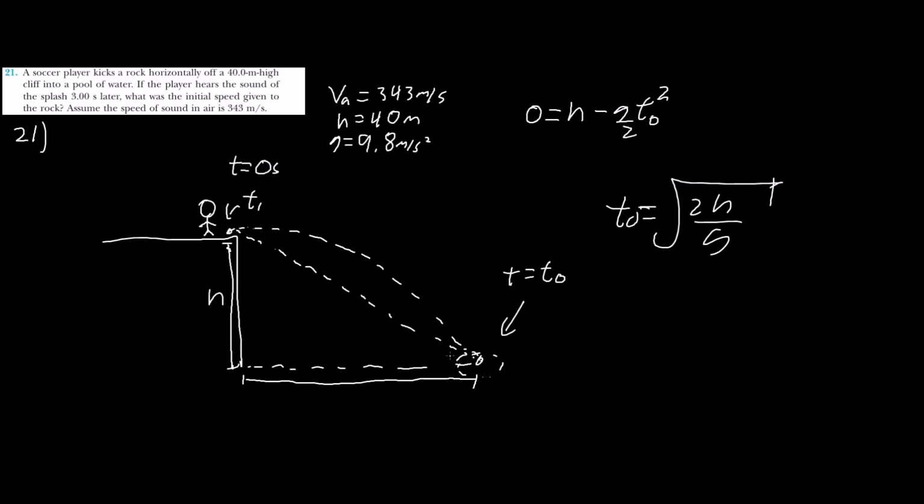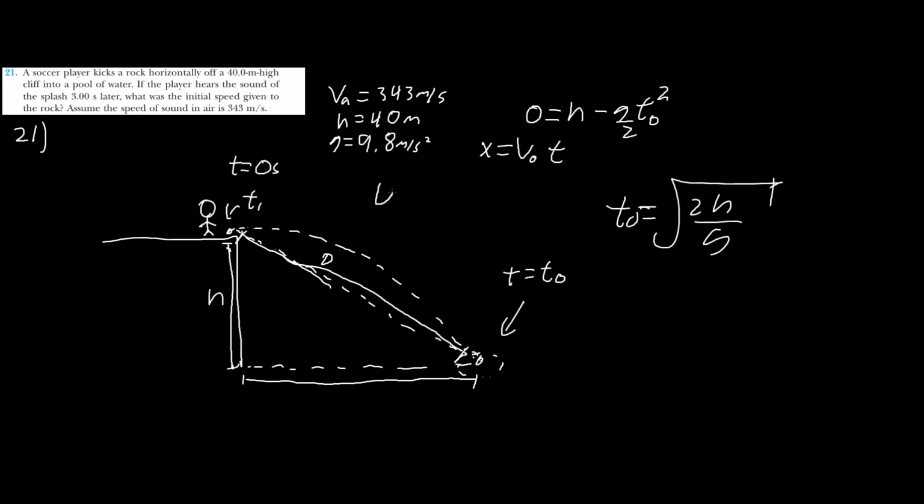X would be v naught times t, which we don't know. So let's write that down. X is going to be v naught times the time it takes. This is just a general equation. We don't know that time, but we do know the height. In fact, I think what we're going to be finding is that distance d. So this is going to be the distance d that we're looking for.